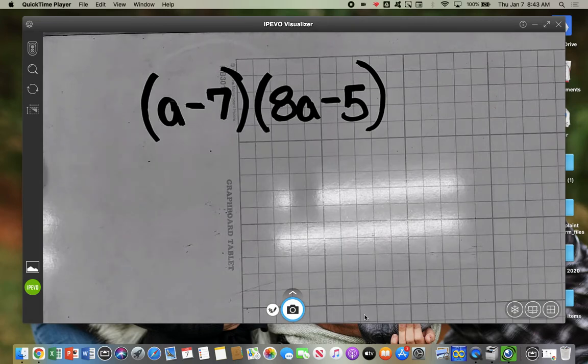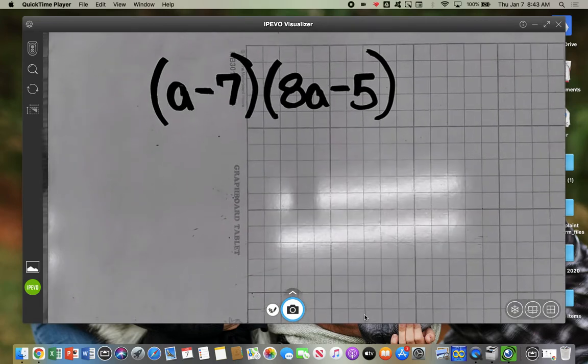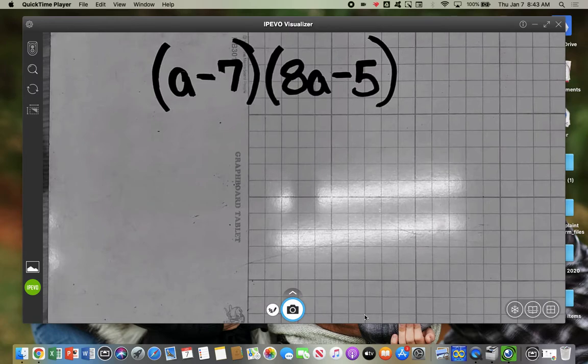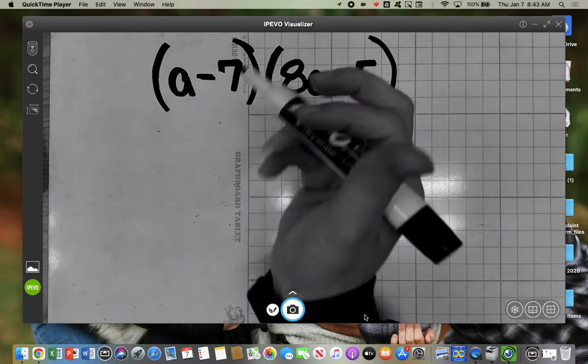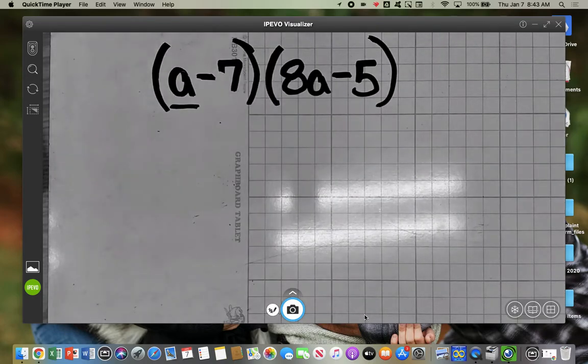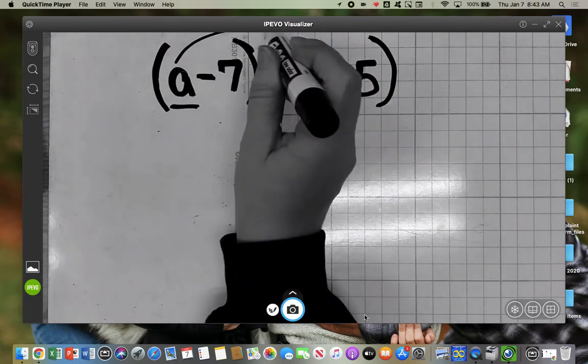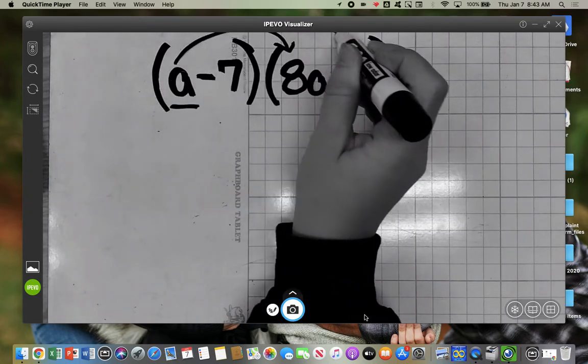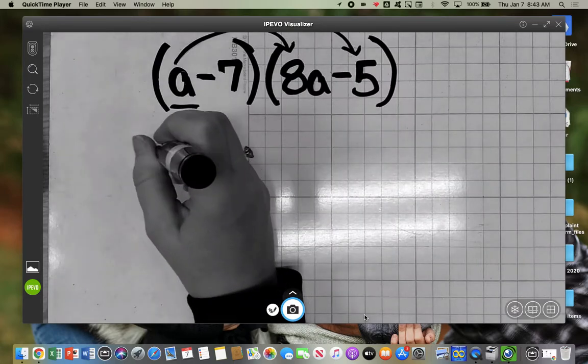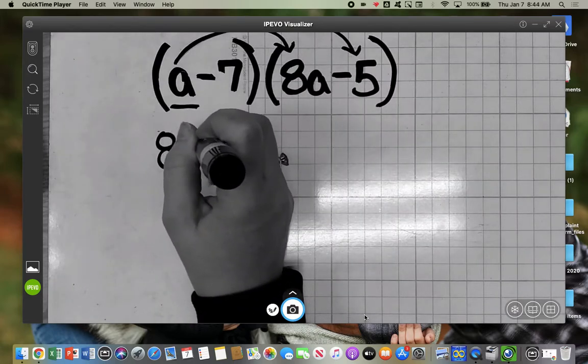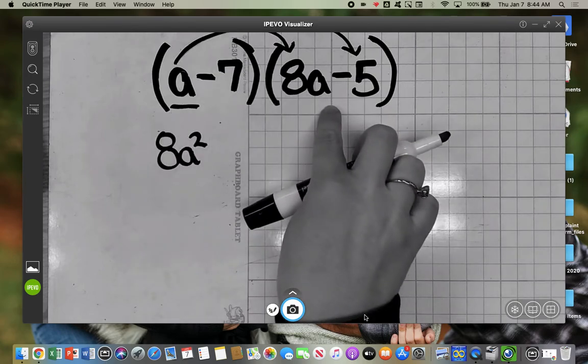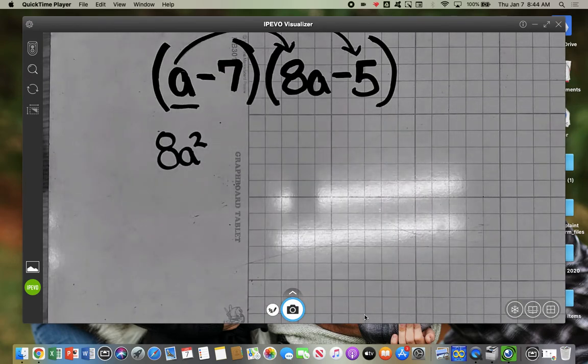All right, now on this one, I am not going to write that first step. I'm just going to start distributing. So the first thing I'm going to distribute is the a. So if I distribute the a, what do I get? All right, so I get 8a squared whenever I multiply this a times the 8a. Then what's a times negative 5?